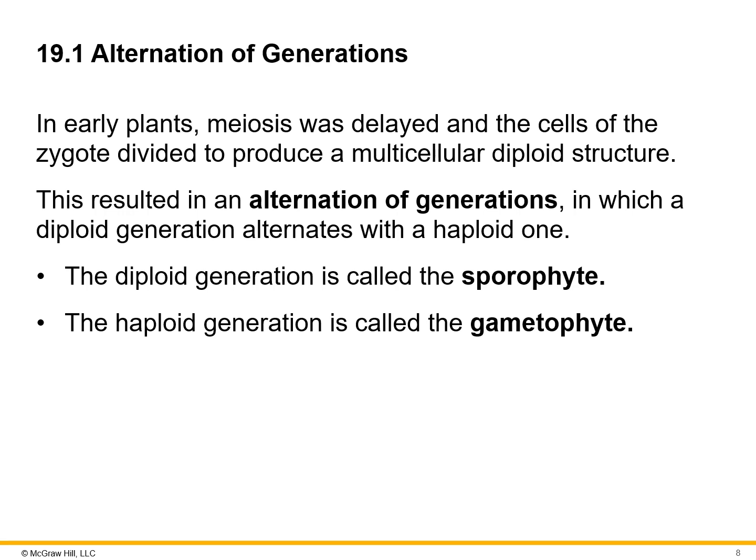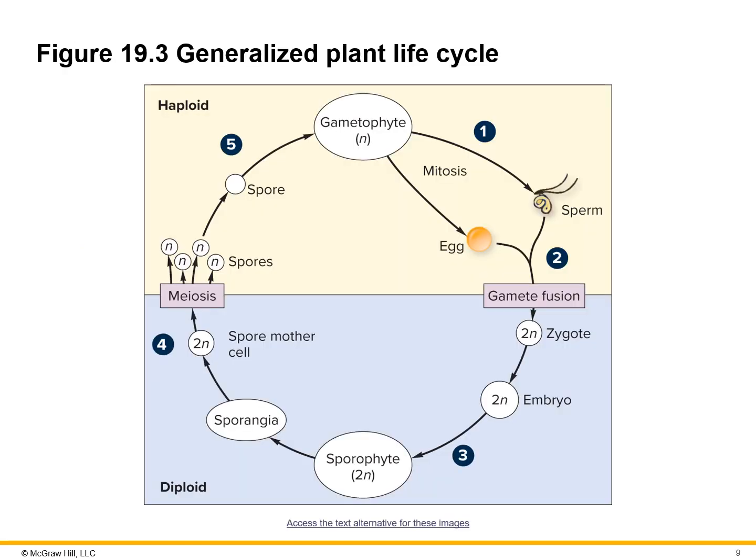So, alternation of generations. In those earlier plants, meiosis was delayed, and the cells of the zygote, again, the zygote is the fertilized egg cell when they come together during fertilization, divided to produce multicellular diploid structures. So that resulted in what's called alternation of generations, where the diploid generation alternates with a haploid one. So it essentially changes from a diploid generation called the sporophyte to a haploid generation called a gametophyte. So instead of that all being one permanent reproductive form, they alternate between diploid and haploid. Again, diploid is called the sporophyte. Haploid, which only has one of each chromosome, is the gametophyte. If we remember gametes are haploid, that helps us remember that term. So again, that's kind of the generalized life cycle for a plant.